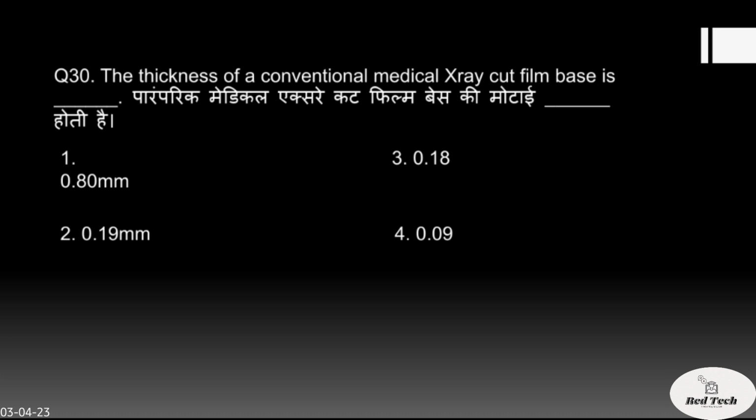Question number 30. The thickness of a conventional medical X-ray cut film base is. So what should be the thickness? As we go through the options, option number 1 0.80 mm, option number 2 0.19 mm, option number 3 0.18 mm, option number 4 0.09 mm. So the right answer is basically option number 3, meaning 0.18 mm is the cut film base thickness.